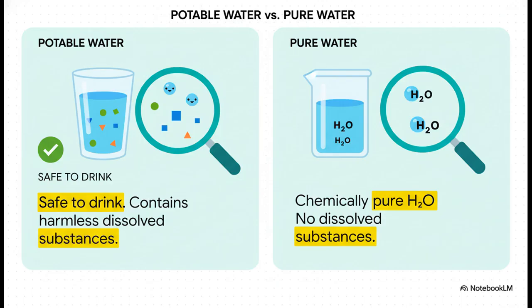And listen up, because this is a classic exam trap. The water from your tap is what we call potable. That just means it's safe to drink, but it is not pure water. See, in chemistry, pure water is only H2O molecules and nothing else. Your tap water actually has lots of other harmless things dissolved in it, like minerals. So remember, potable is safe, but it doesn't mean pure.